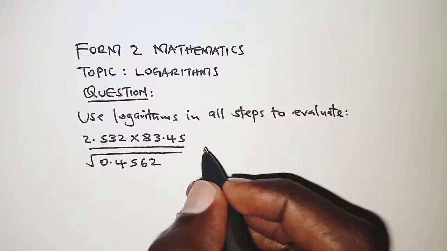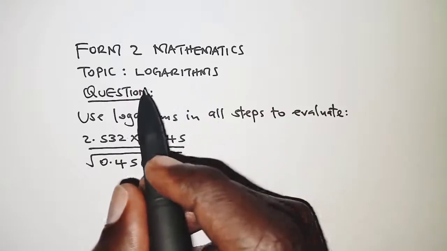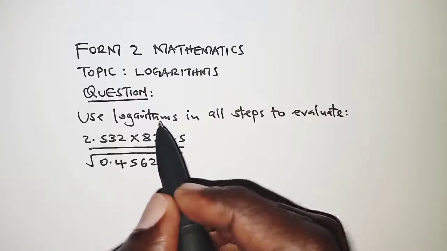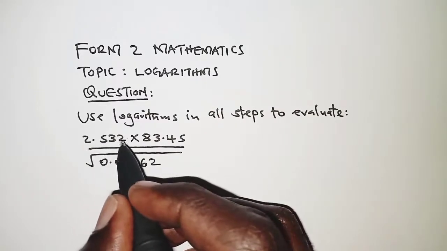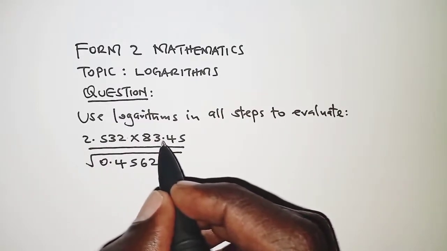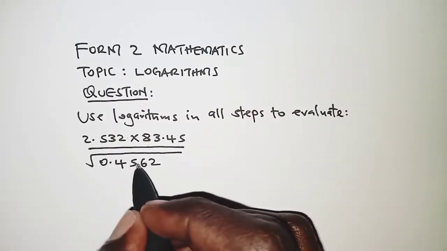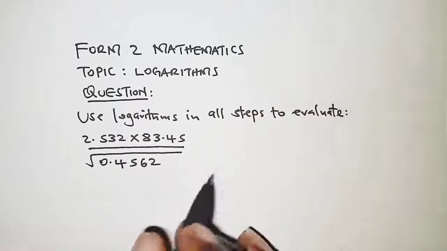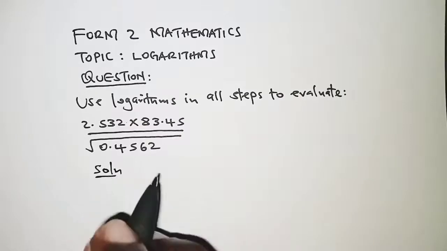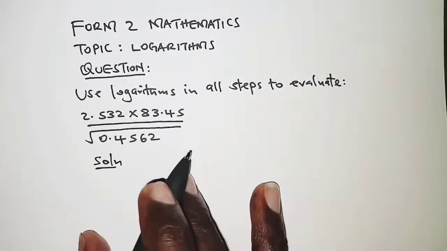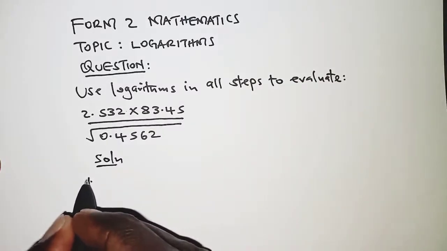Welcome. This is Form 2 Mathematics and the topic today is logarithms. The question reads, use logarithms in all steps to evaluate 2.532 by 83.45 all over the square root of 0.4562. We are going to solve this as follows. Well, we are going to write the values we have here in standard form.